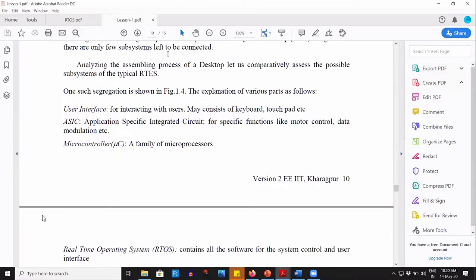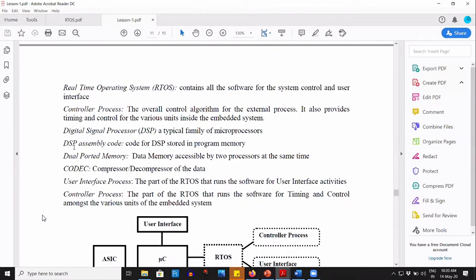And it also gives you more information on, for example, ASIC. ASIC is one of the hardware that controls your motor speed, that controls data modulation. Many things are there. ASIC, application specific integrated circuit, is a very important hardware, and it gives you more information in depth. DSP stands for digital signal processing.